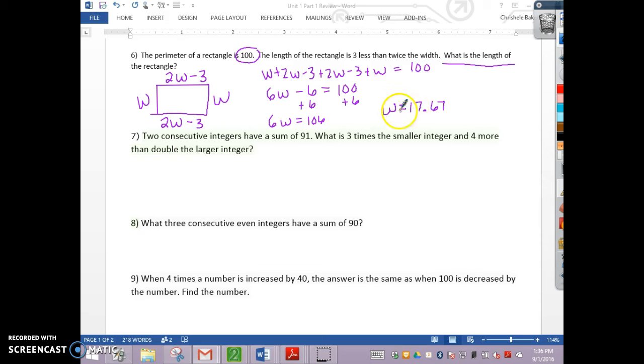I was talking about. But the width is 17 2/3, so we can do 17.67 for now. Then we need to actually find the length, so we need to plug that back in. So 2 times 17.67 minus 3. That's what we were working on. 17.67 times 2. And then subtract 3 gives me 32.34.